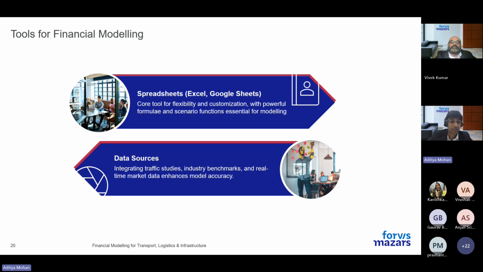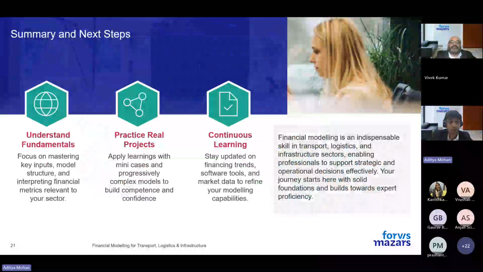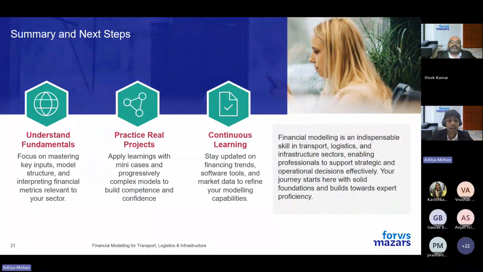Finally, let's wrap this all up with a quick recap. Firstly, you would start by understanding the fundamentals. Good models start with good assumptions. So never skip your research. Ground every number in either data or logic. Focus on mastering key inputs, model structure, and interpreting financial metrics which are relevant to your sector.